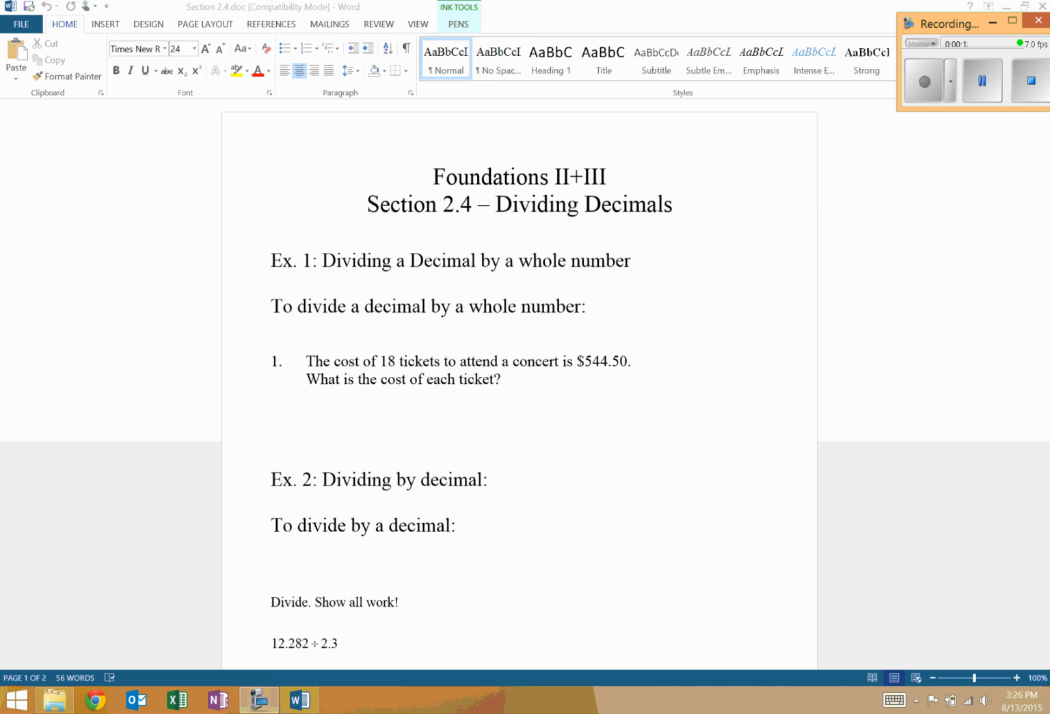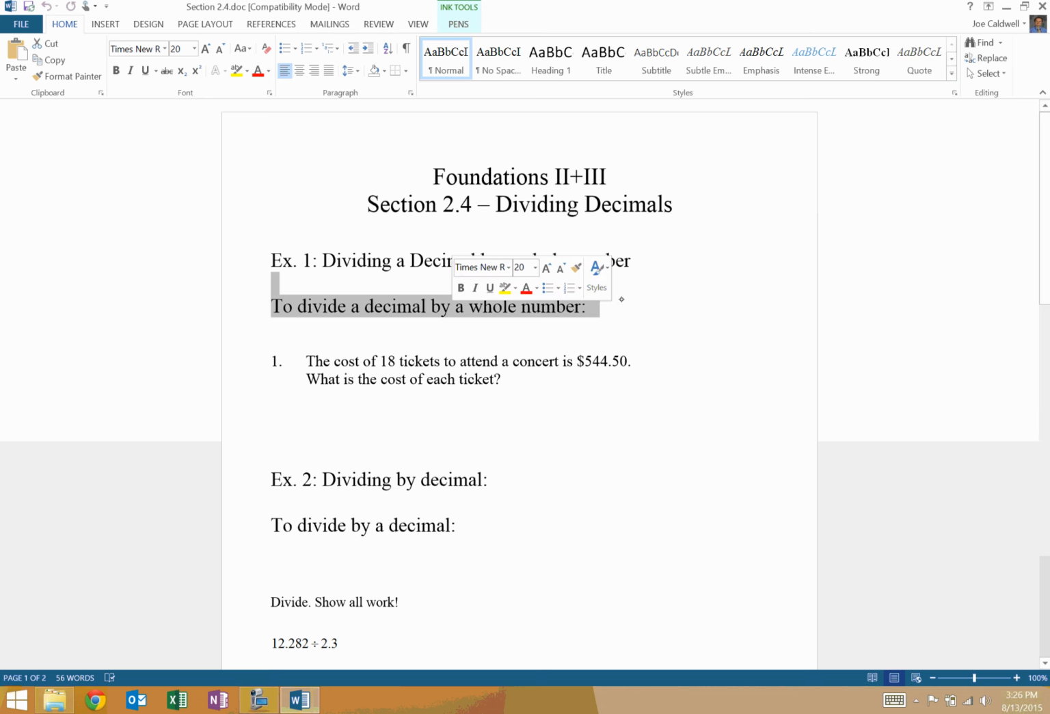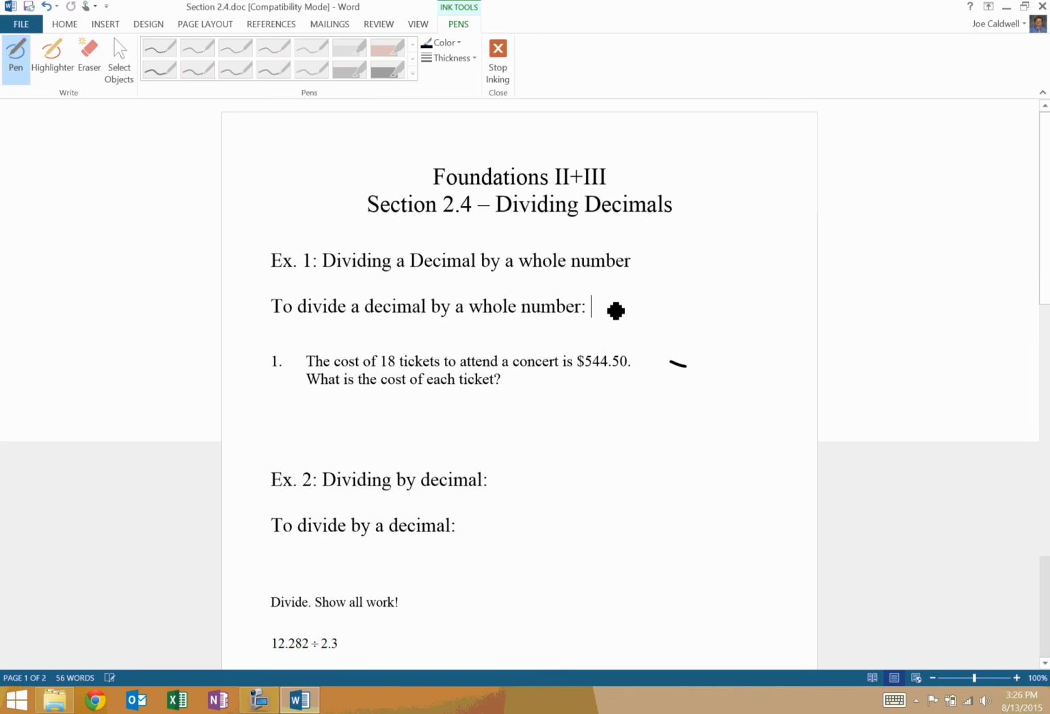So to divide a decimal by a whole number, that would be where the whole number comes second, by the way. The rule basically is: divide like normal, and bring the decimal up. See what I mean by that.